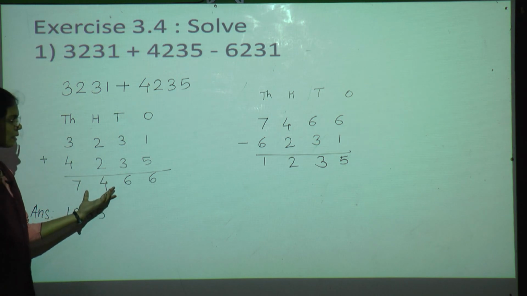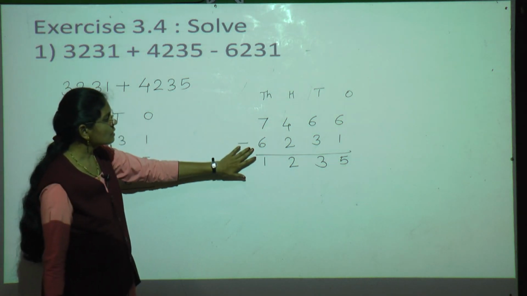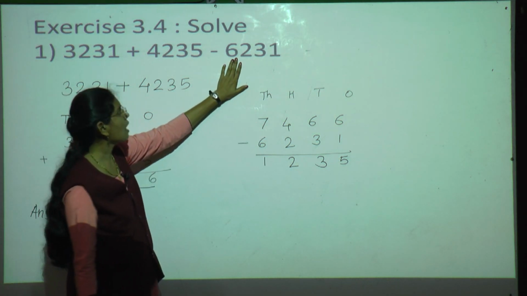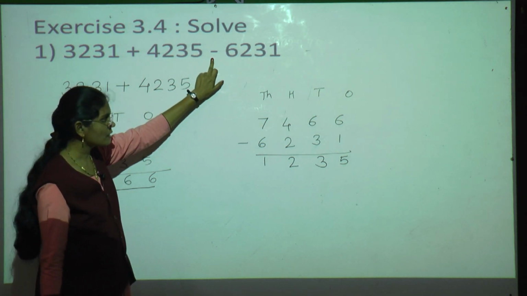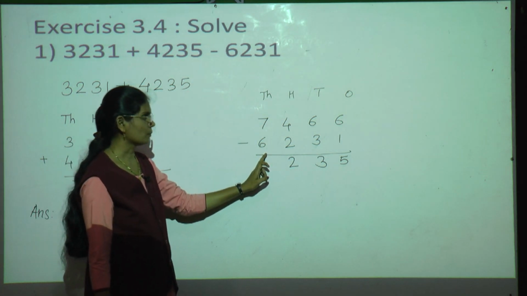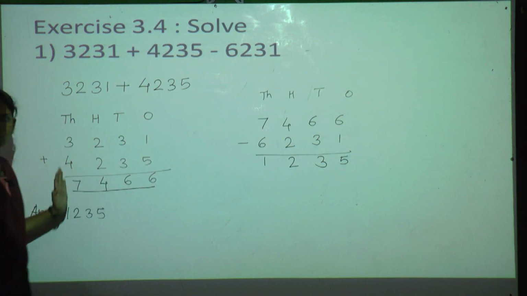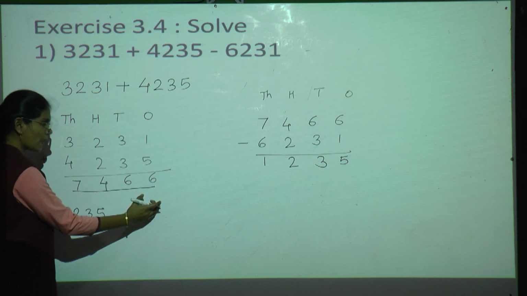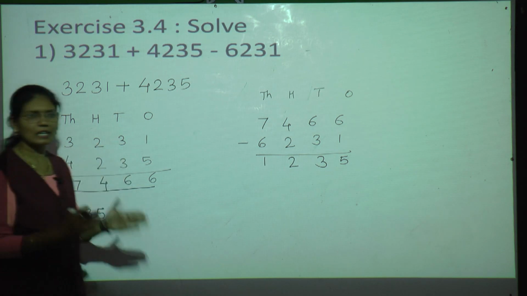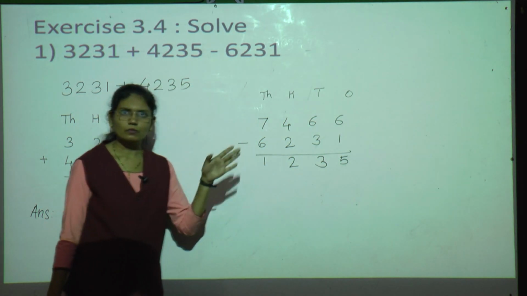Okay, whatever sum we will get, from this sum we will subtract the number which is having a minus sign. Now here in the question this number is having a minus sign, so we will do the subtraction. Whatever answer we get, that is our final answer. So here at the end we have to write the answer. In this way, first we have to do the addition part, and then from whatever sum we get, we will subtract the remaining number, then we will get our final answer.